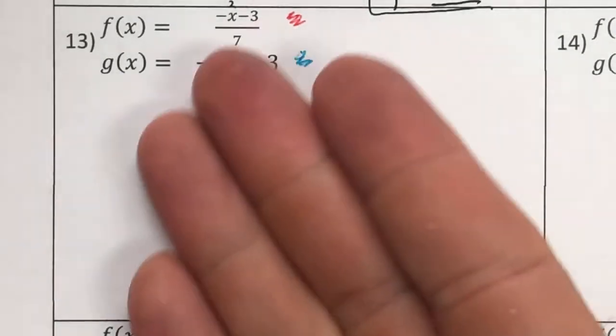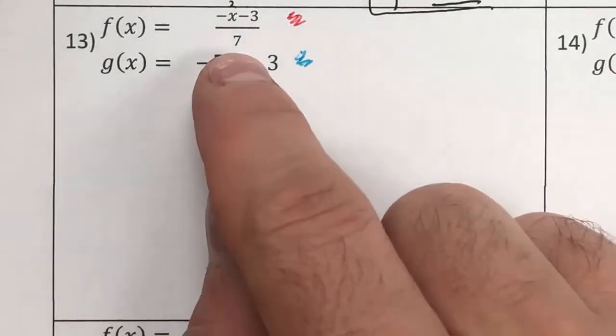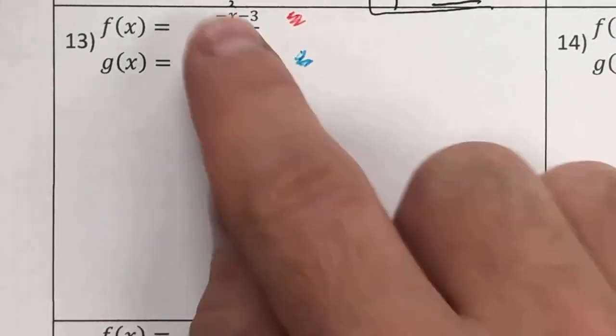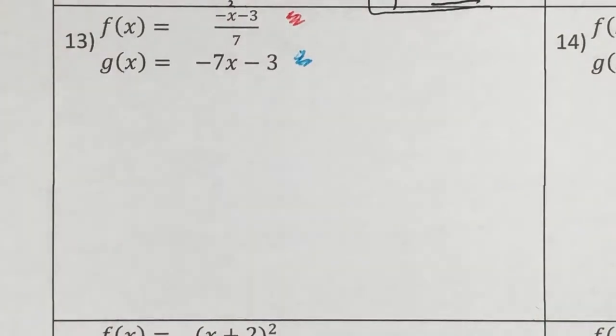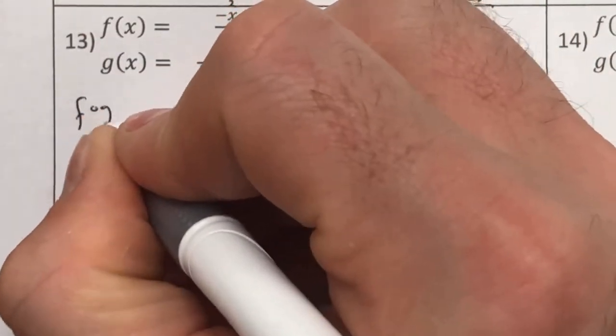Looking at it, I kind of see a similar setup as before. I see 7s, I see 3s, I see minuses and negatives. It looks like this could be good, but we're not sure. So when we're not sure, we just go ahead and we try it out.